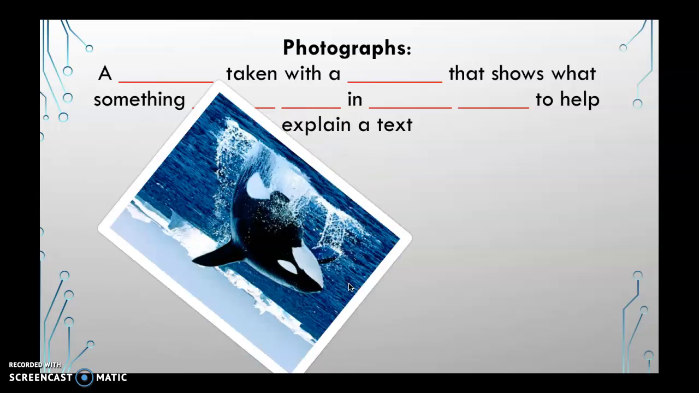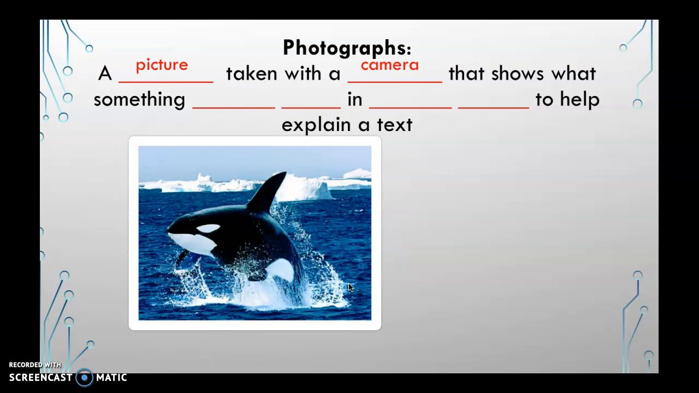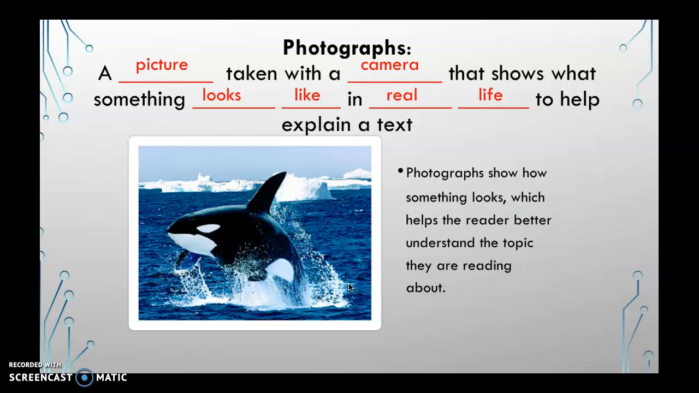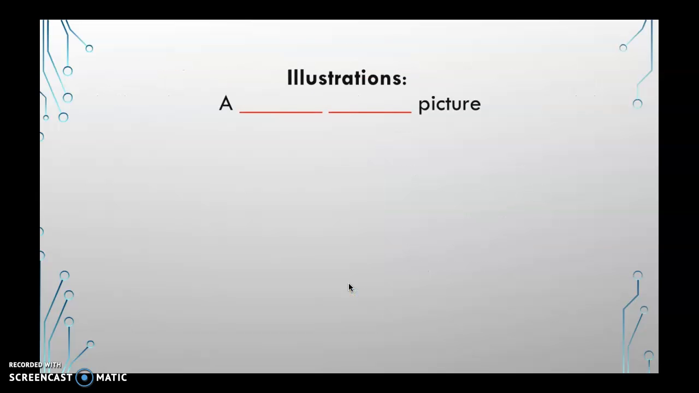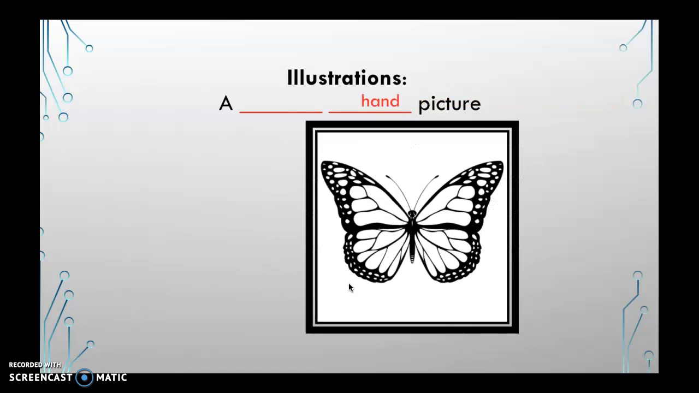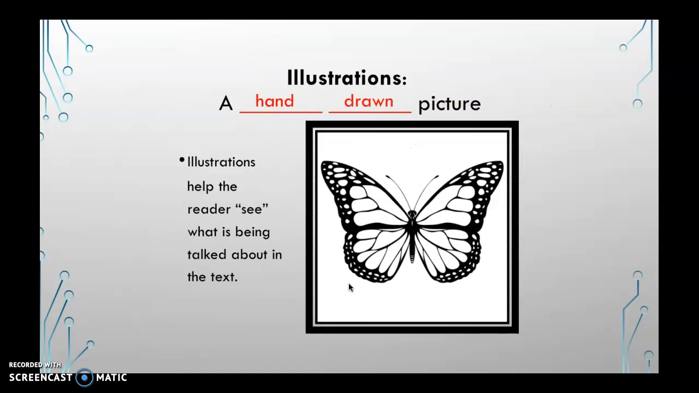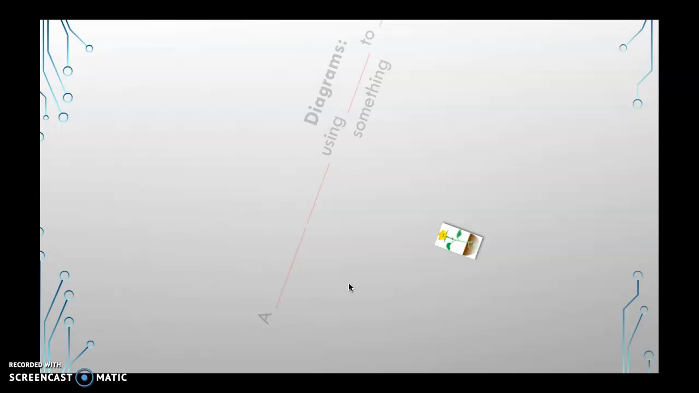Next are photographs. Now these are a picture taken with a camera that shows what something looks like in real life to help explain a text. Photographs show how something looks, and it helps us as readers better understand the topic that we're reading about. It gives us that visual representation of what is in the words of the text. Then we have illustrations, which are very similar to photographs, but these are hand-drawn pictures, and they help the reader see what is being talked about in the text.